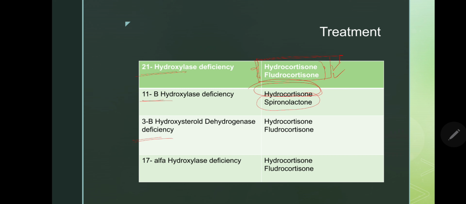In 3 beta hydroxysteroid dehydrogenase deficiency, there is an overproduction of mineralocorticoid and less production of hydrocortisone. We have to give hydrocortisone, and decrease the ACTH stimulation by giving fludrocortisone. In 17 alpha hydroxylase deficiency, fludrocortisone and hydrocortisone are the drugs of choice. So this is the treatment of choice. And when the child presents with shock, we always treat the shock with an NS bolus and also give hydrocortisone and fludrocortisone.